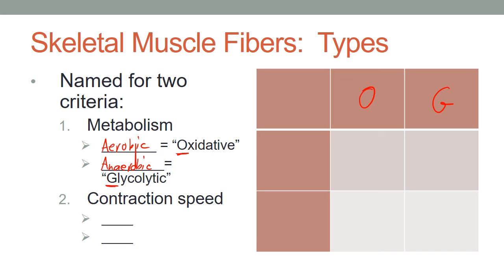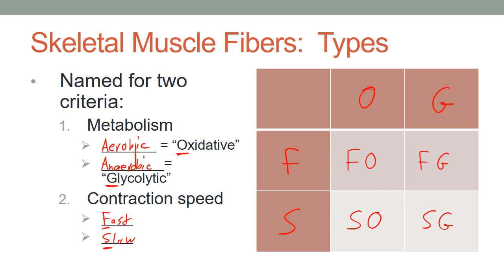You may have heard of fast twitch and slow twitch muscle fibers. There are two contraction speeds. We can contract fast, which gets the letter F, or we can contract slow, which gets the letter S. So the reason I have this little 2x2 grid over here is that there are potentially 4 ways to combine these. You could have a fast oxidative, a fast glycolytic, a slow oxidative, and a slow glycolytic.